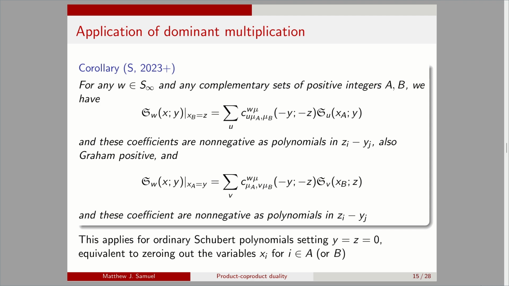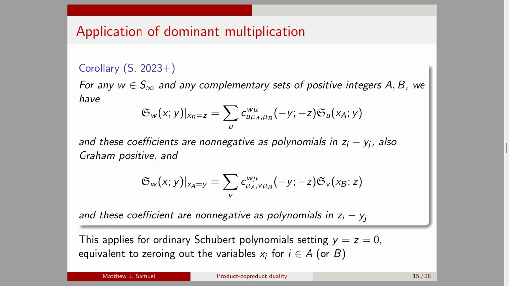So for any w in S infinity and any complementary sets of positive integers a and b, we have 2 formulas. For the first one, we set x_b equal to z. So that gives us a sum over all, or all appropriate, u of c_u mu_a, mu_b, w mu of minus y and minus c times S_u of x_a and y. Now this is non-negative as a polynomial in z_i minus y_j because of the positivity of multiplying by a dominant permutation on the previous slide, and it's also Graham-positive if we set z equal to y.